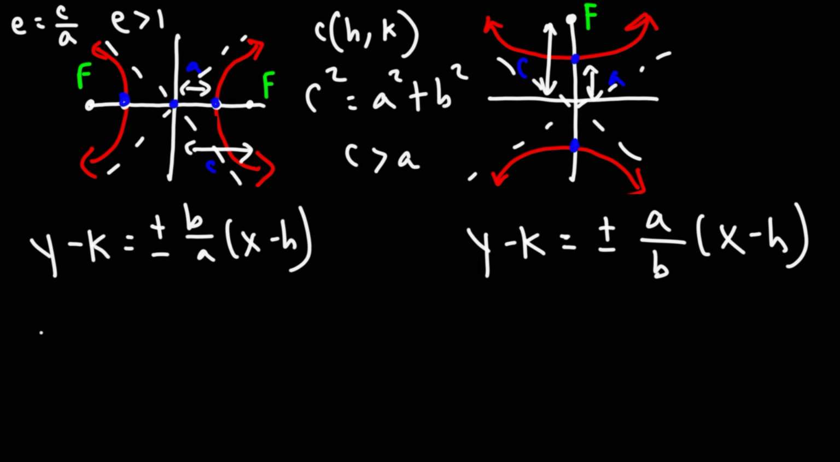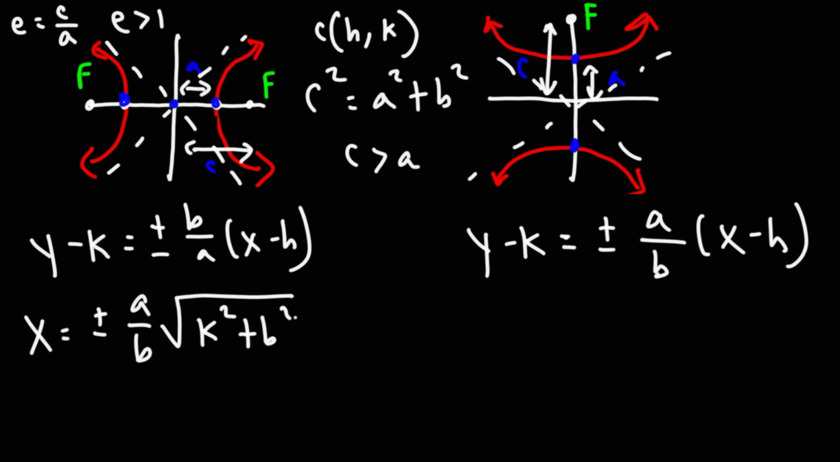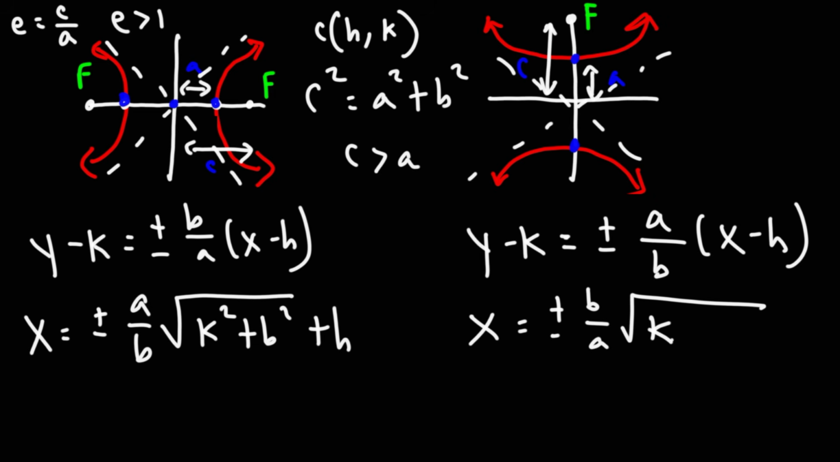If you want to find the x-intercept for this hyperbola, it's going to be plus or minus a over b. The plus or minus tells you that you can have potentially up to two intercepts. So plus or minus a over b square root of k squared plus b squared, plus h. For the one on the right, if you want to find the x-intercepts, it's plus or minus b over a square root of k squared minus a squared, plus h. And this is all in the formula sheet, including the y-intercepts and the domain and range.